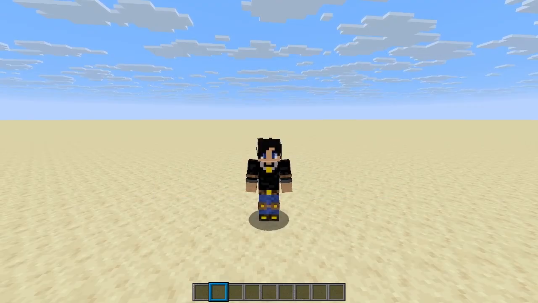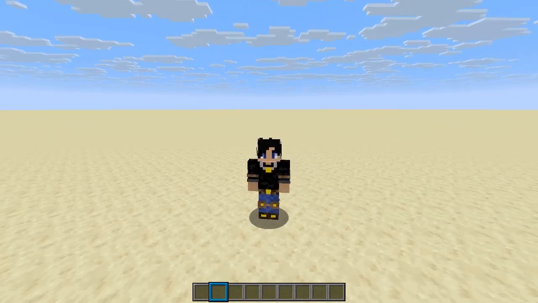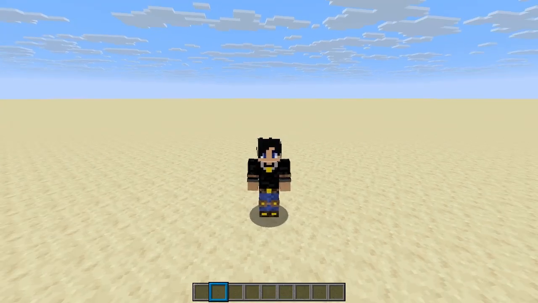Last time I showed you guys some of the basics of Redstone. This time I'm going to show you some of the basic circuits that you'll use in Redstone. Let's get started.